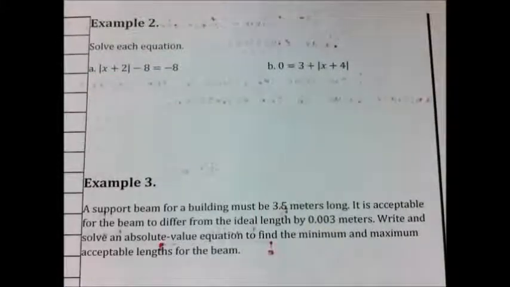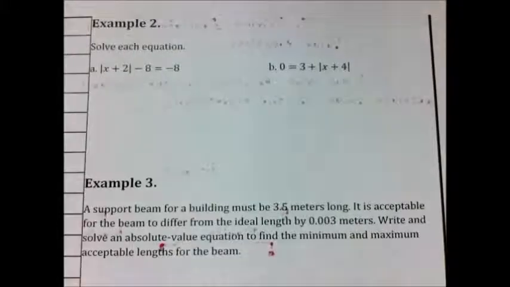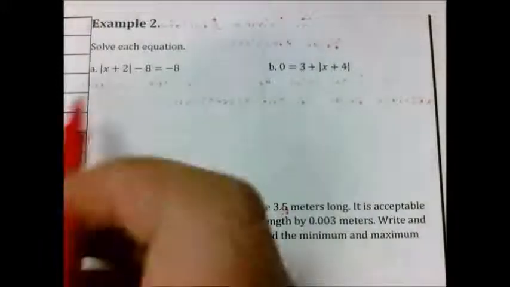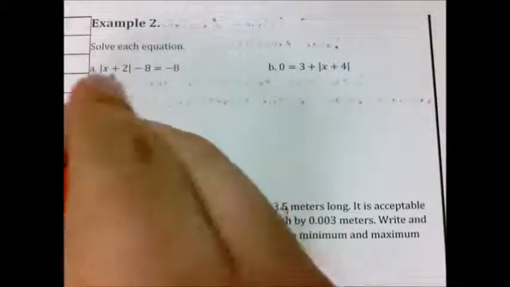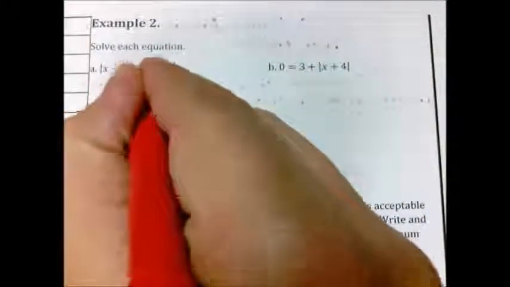Alright, sometimes things don't work exactly like we want them to though, and we'll see that here in example 2. We've got the equation the absolute value of x plus 2, minus 8 equals a negative 8. Okay, and we're going to start solving that here. First we need to get rid of anything not next to the absolute value sign, so we're going to add 8 to both sides.